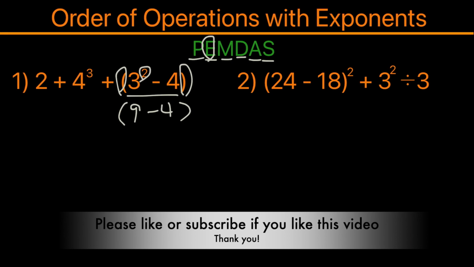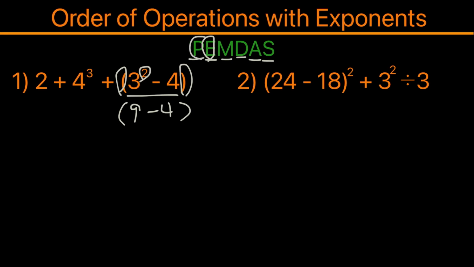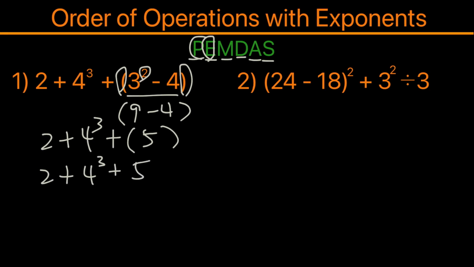So we would do this part first, because parentheses first, then exponent second. So 9 minus 4 is 5. So therefore we completed the first priority, which is within the parentheses. Now we need to bring down the rest, like so. And looking at this, what is the next priority? Since the parentheses portion is already done, we have 5. So it would be 2 plus 4 cubed plus 5.